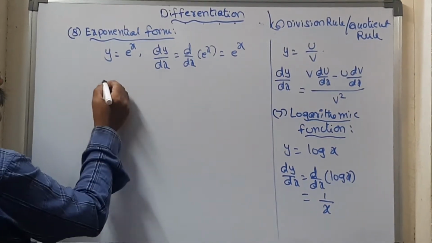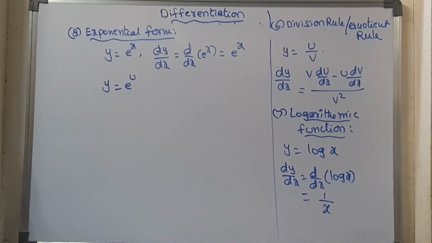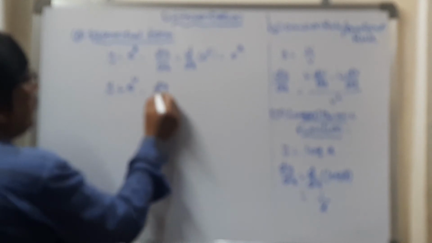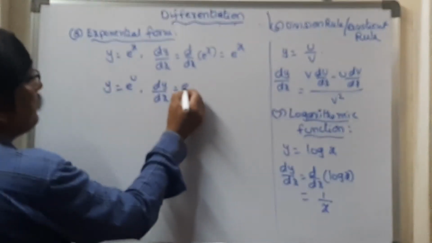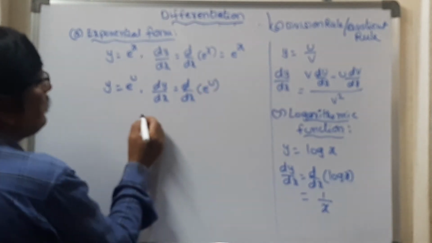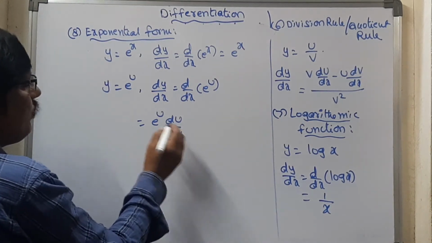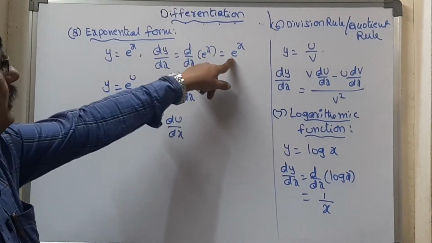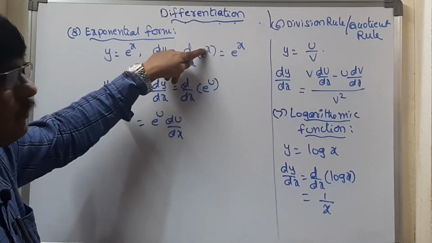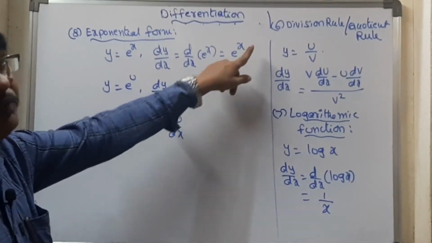And if y is equal to e power u, in such a case how do we do it? That can be taken as dy by dx is equal to d by dx of e power u, which is equal to e power u du by dx. What is the difference between these two? Here for e power x, dx by dx will come. Whatever power comes, that also will be differentiated. Already dx by dx is 1, that is why e power x only came.